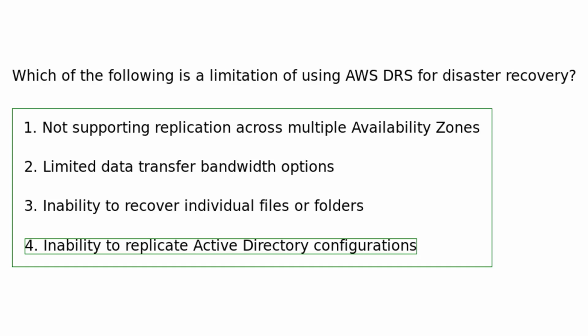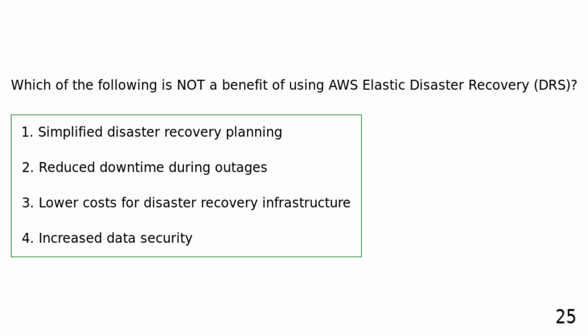AWS DRS can replicate Active Directory configurations with additional configuration steps. However, it cannot recover individual files or folders at this time. Which of the following is not a benefit of using AWS Elastic Disaster Recovery? Simplified disaster recovery planning. Reduced downtime during outages. Lower costs for disaster recovery infrastructure. Increased data security.